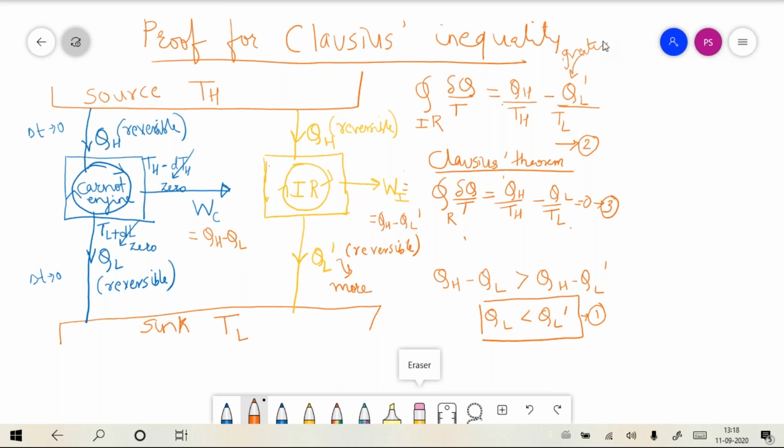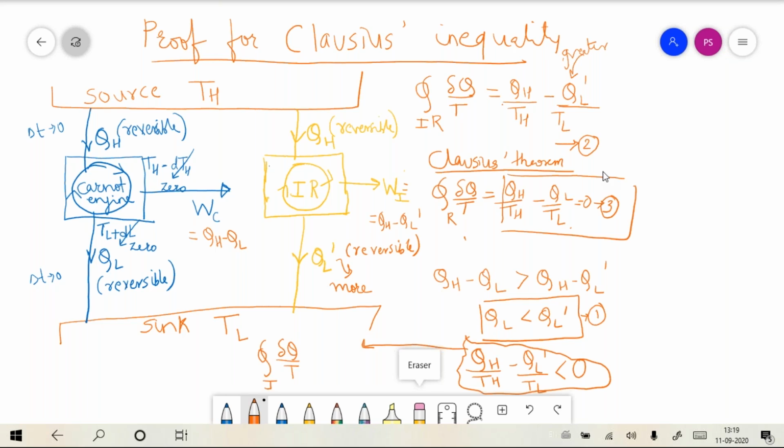So if you compare equation 3 with equation 2, because this QL dash by TL has to be negative. But what is this? This is nothing but the cyclic integral of del Q by T for an irreversible cycle. Let us call this equation 4.